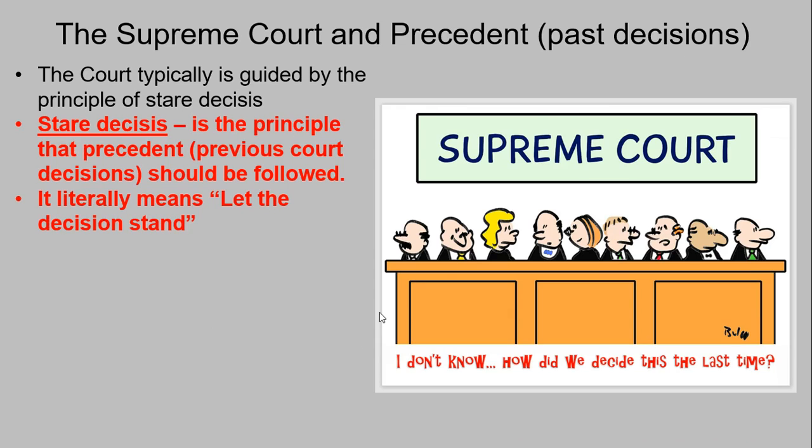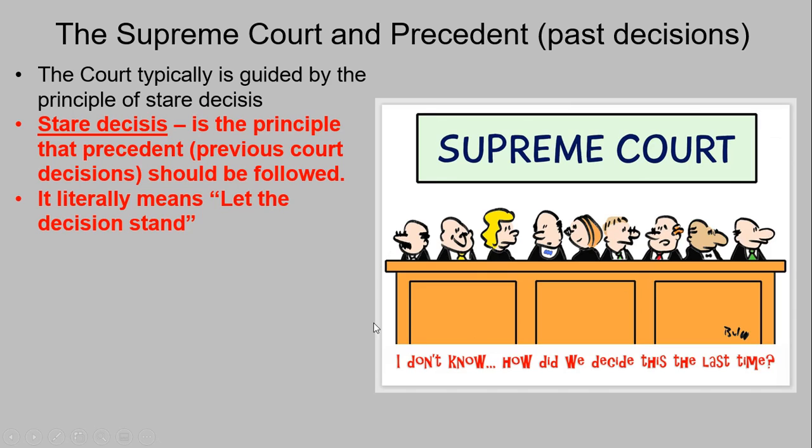All right, now, how the justices decide these cases is often guided by a principle called stare decisis. That's a principle that means whenever possible, the Supreme Court tries to let the previous decision stand. So here's a political cartoon, right? These judges sitting around said, Supreme Court's like, I don't know. How did we decide this last time?